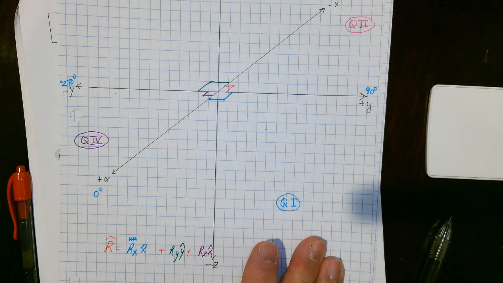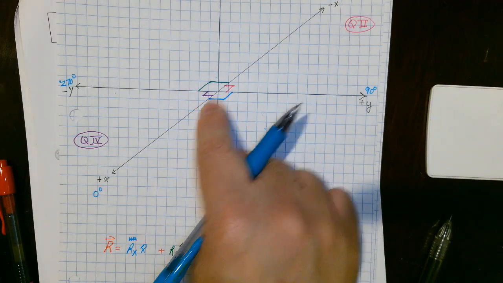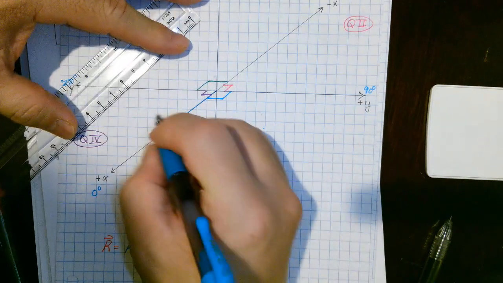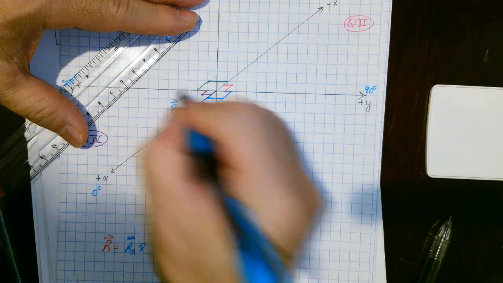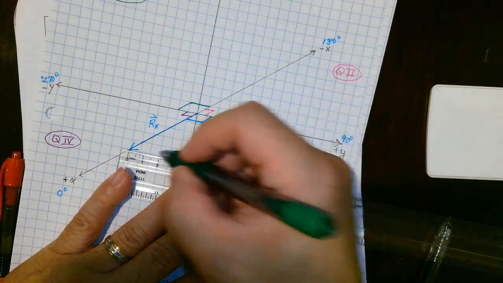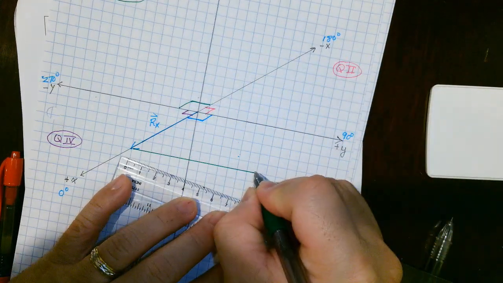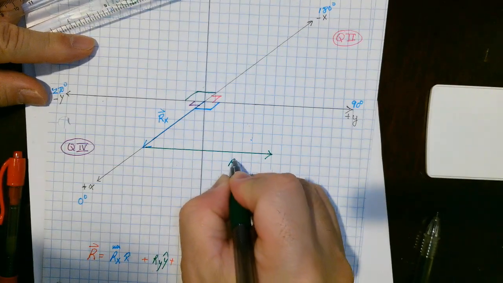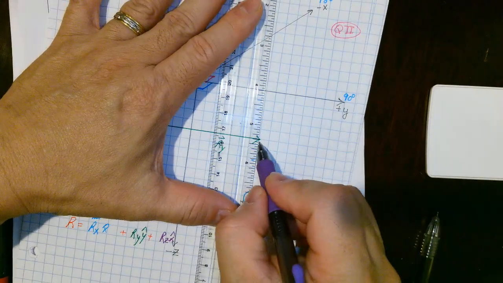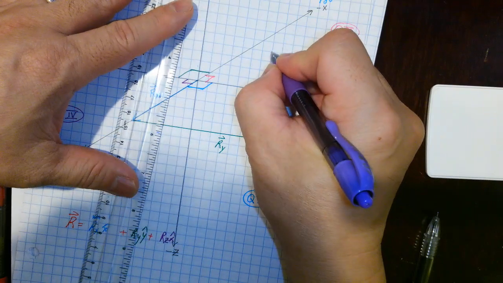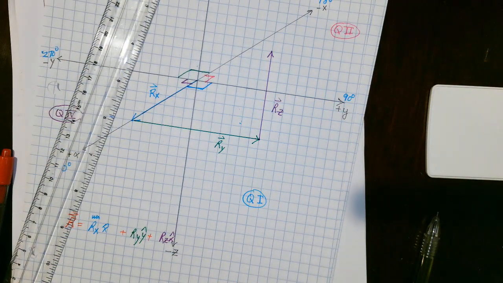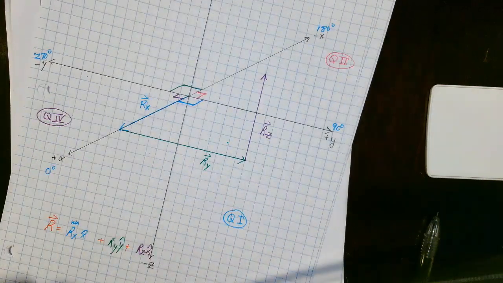Okay? So Rx will be drawn on the x-axis, at least parallel to it. Let's make it a little bit bigger. Here's my Rx. This is my Rx vector. Here's my Ry. This is my Ry vector, which is this. And my Rz vector, which is the z component of my position vector R. This is my Rz vector. This is my position vector R.